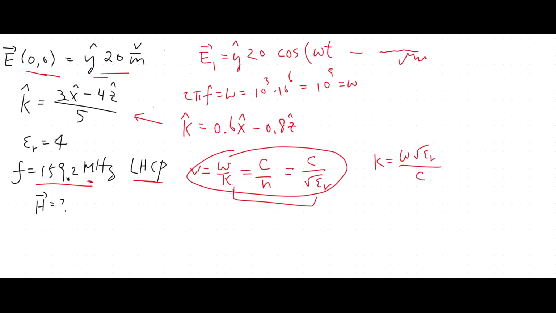Omega is 10 to the 9, we just calculated. The dielectric constant is 4, so the square root of 4 is 2. Divided by the speed of light, 3 times 10 to the 8. So this is 2 over 3 times 10, which is 20 over 3. Are we okay?